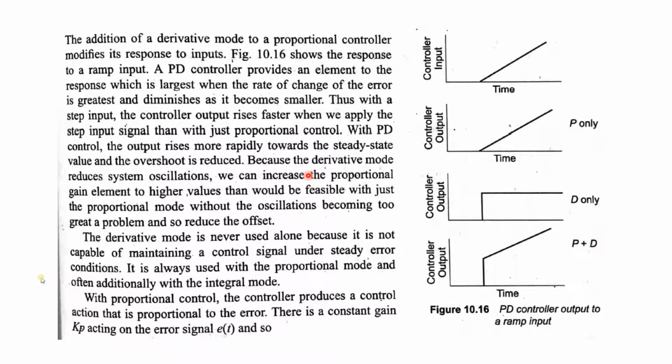So with the introduction of derivative controller, what happens? When there is some rapid change in the output, or input rather, or any disturbance in the system, if there is a major disturbance, then that disturbance can be addressed quite fast with the help of the derivative controller. That means the derivative controller actually gives a signal proportional to the rate of change of the error.